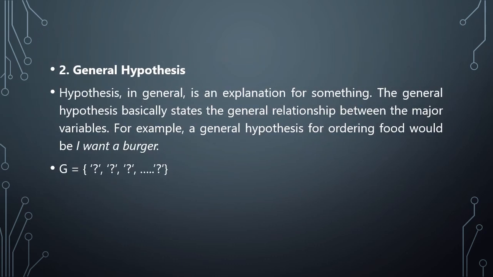Now, the second one is the general hypothesis. A hypothesis in general is an explanation for something. The general hypothesis basically states the general relationship between the major variables. For example, a general hypothesis for ordering food would be I want a burger. Here we will represent the general hypothesis in this format: G = {?, ?, ?}. This way we represent the general hypothesis.